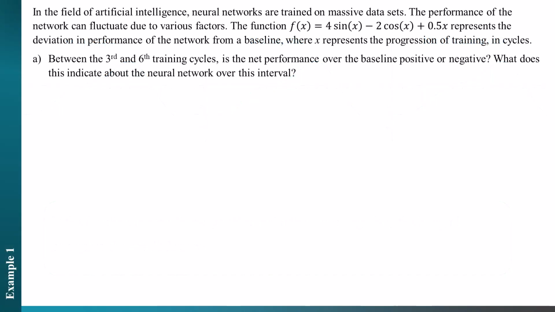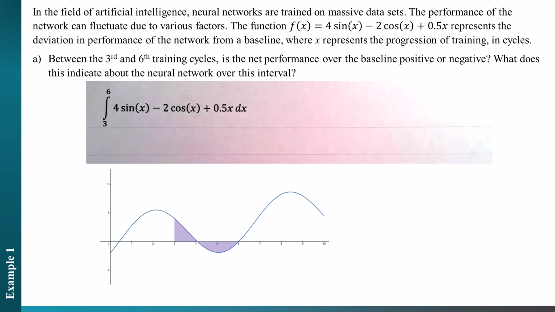Let's look at an example. In the field of artificial intelligence, neural networks are trained on massive datasets. The performance of the network can fluctuate due to various factors, such as adjustments in biases or quality of the training data. The function f of x equals 4 sine x minus 2 cosine x plus 0.5x represents the deviation in performance of a neural network from a baseline, where x represents the progression of training in cycles. Between the third and sixth training cycles, is the net performance over the baseline positive or negative? What does this indicate about the neural network over this interval?